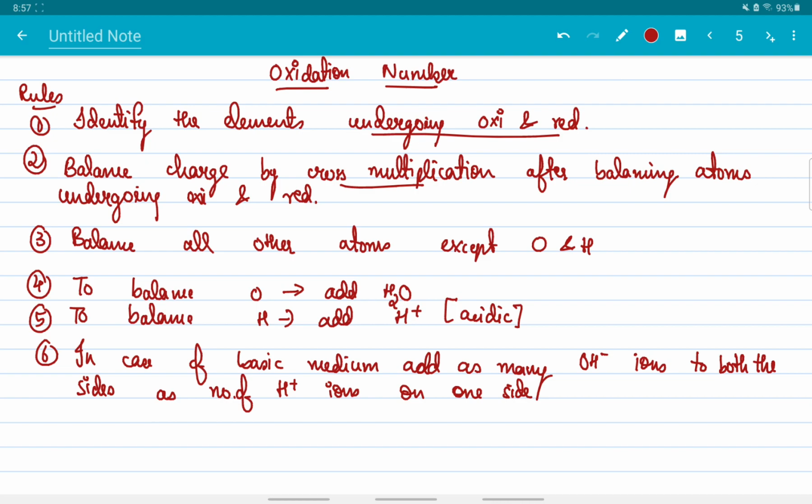So these steps are similar to the previous ones, and you know how to do them. I've already shown 2 examples, and you know how to balance oxygen, hydrogen, and how to balance in case of basic medium by adding OH minus ions, and then how to make it H2O and how it gets cancelled. We have already seen them in the previous 2 examples. So let me take one example of the oxidation number method and show you how it is done.